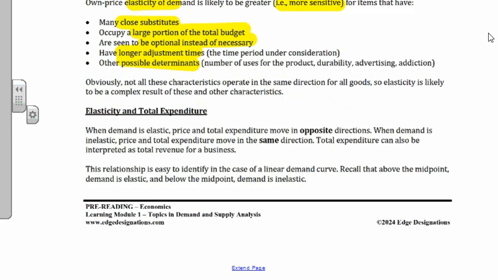Let's talk about elasticity and total expenditure. Okay. When demand is elastic, can move around a lot, the price and total expenditure go in opposite directions. When demand is inelastic, price and expenditure go in the same direction. Okay, and you can easily identify the relationship by looking at the linear demand curve. Remember what did we say before when we looked at the linear demand curve? Let me just draw it for you quick over here. Okay, and what did we say?